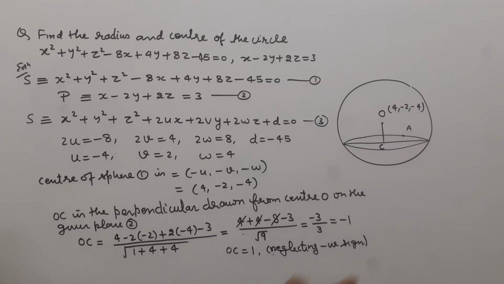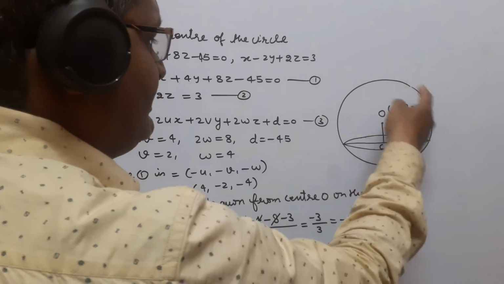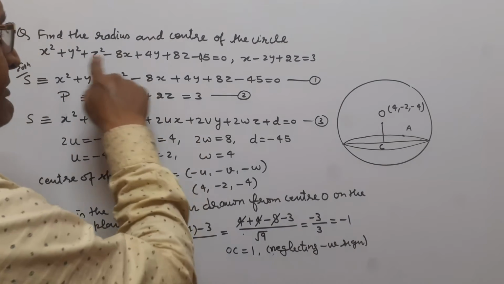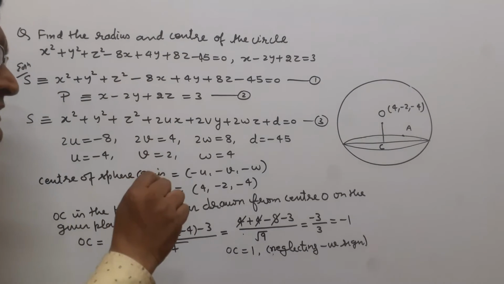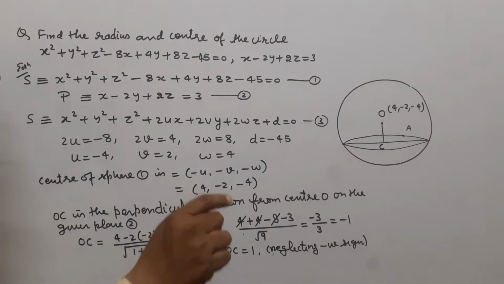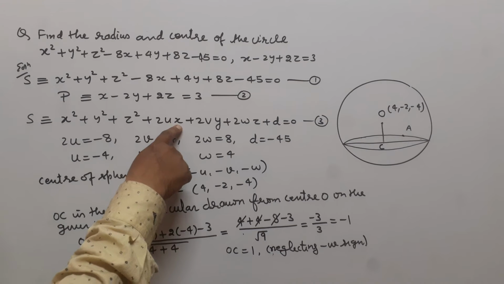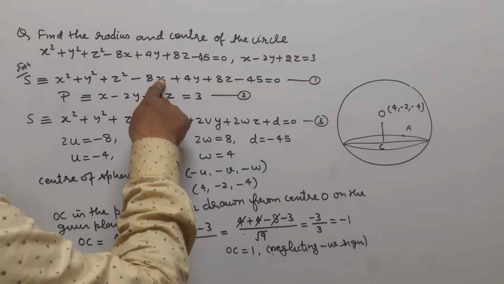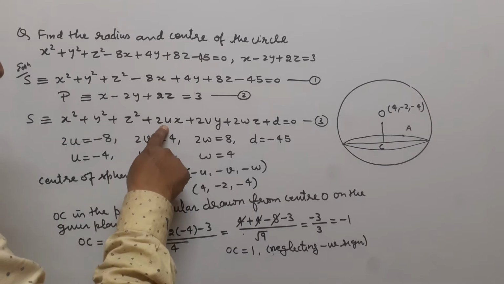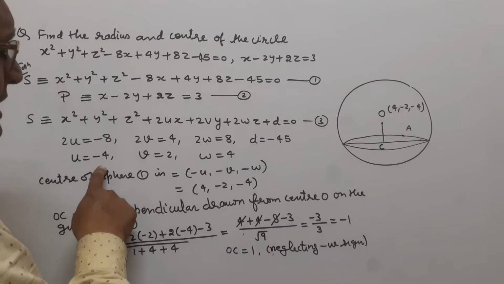So this is the given sphere. First we find the center of this given sphere 1. So we compare this equation with the general equation of a sphere, that is x square plus y square plus z square plus 2ux plus 2vy plus 2wz plus d is equal to 0. And we can see that the coefficient of x is 2u and here the coefficient of x is minus 8. So 2u is equal to minus 8. So we get here u is equal to minus 4.